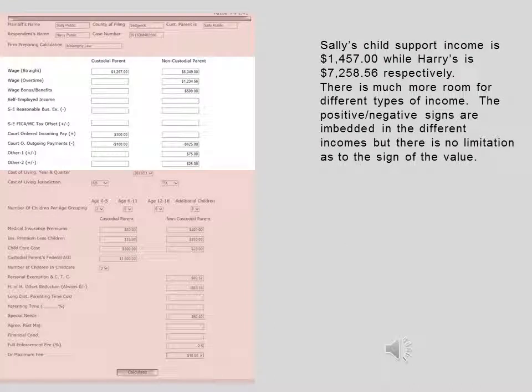Sally's child support income is $1,457, while Harry's is $7,258.56 respectively. There is much more room for different types of income. The positive, negative signs are embedded in the different incomes, but there is no limitation as to the sign of the value.